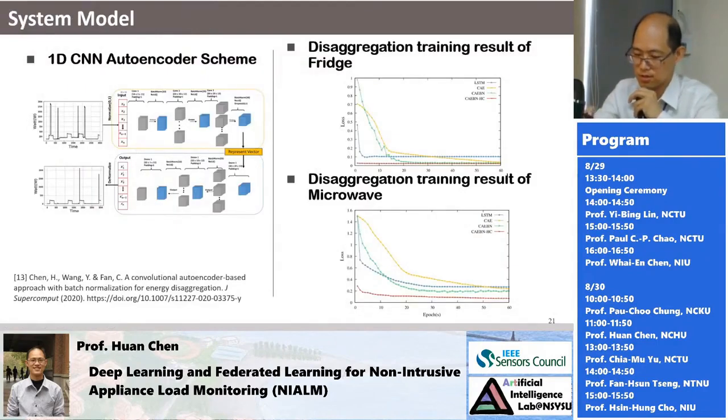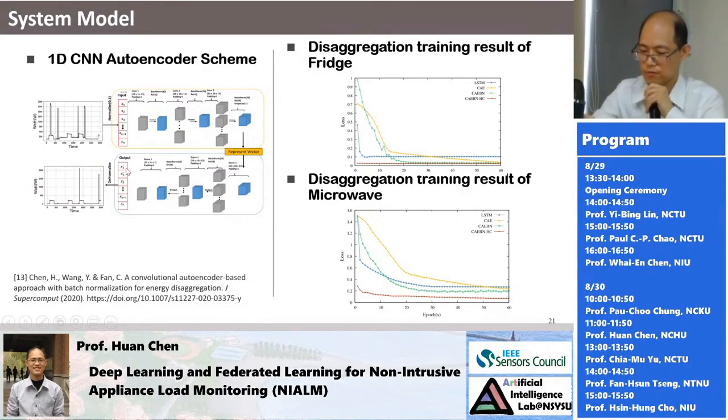So the system model looks like this. The input is the aggregated data. There are probably 3 or 4 aggregated appliance signals in these figures, and they are collected as power. Then you feed the data into your model, a 1D convolutional neural network autoencoder model. Then you will get the feature of a specific appliance.